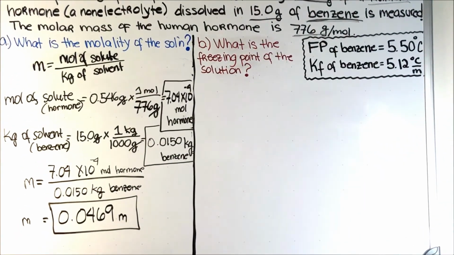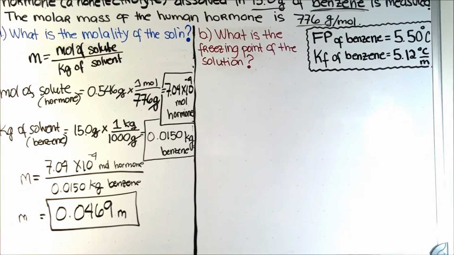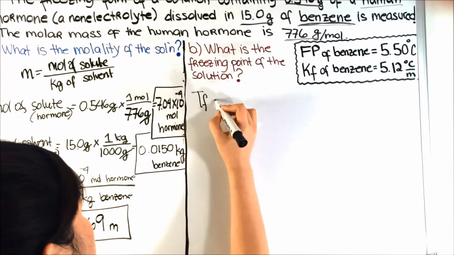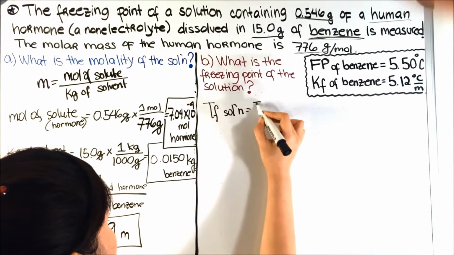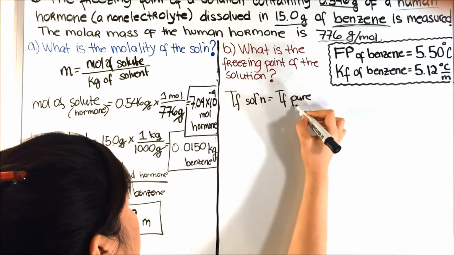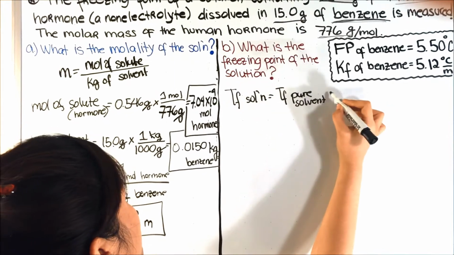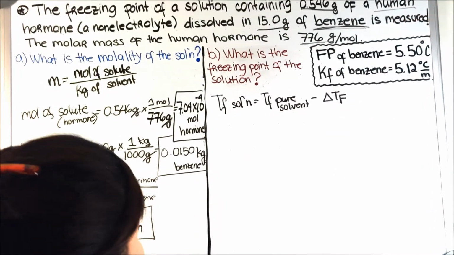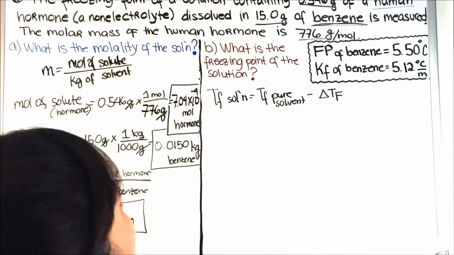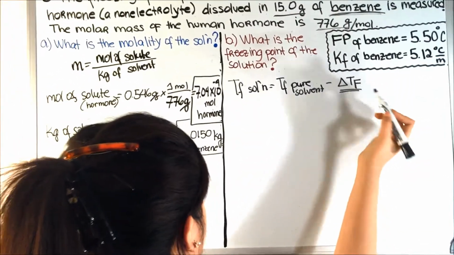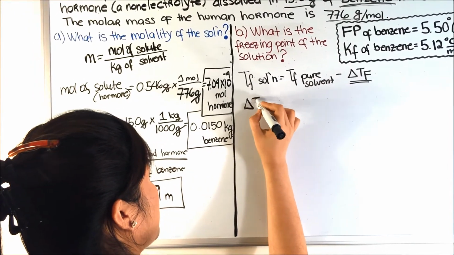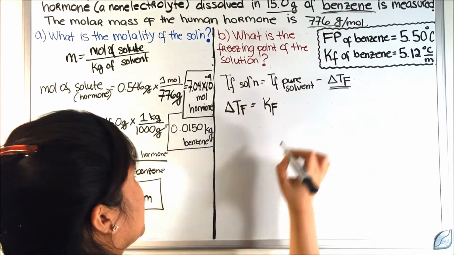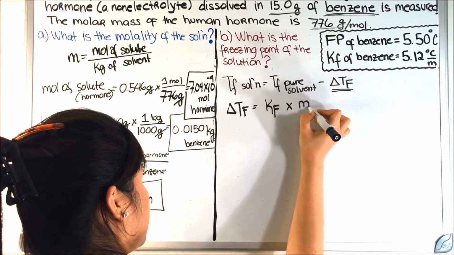Alright, so now that we figured out the molality, we can then solve for the freezing point. To do that, we need to know the formula for the freezing point of a solution. So the freezing point of the solution will equal the freezing point of the pure solvent minus the freezing point depression of the solution. Now we already know the freezing point temperature of the pure solvent, which is given to us. We just need to find out the freezing point depression of the solution. So to do that, we need to know the formula for the freezing point depression, which is: freezing point depression equals the freezing point constant of the solvent multiplied by the molality.